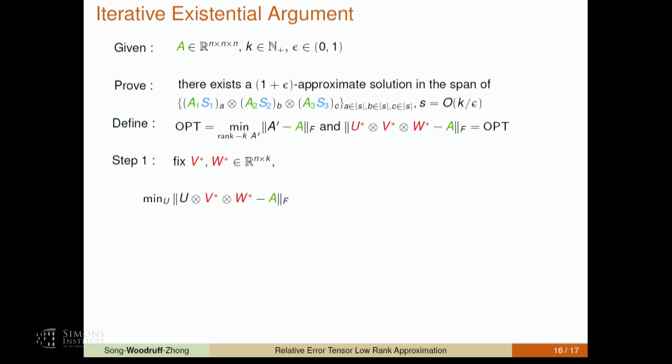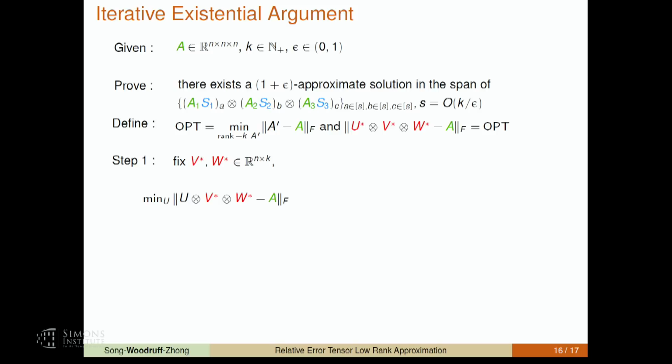Then I can set up an optimization problem in terms of this last factor U. Right? I can ask the question, what is the minimum over n by k matrices U of the norm of U cross V star cross W star minus A? Right? I know the solution. U is U star. I'm just setting up this problem.